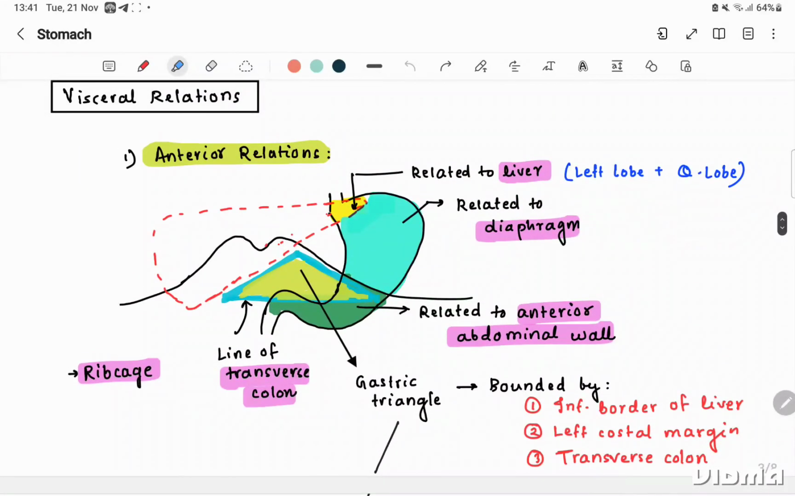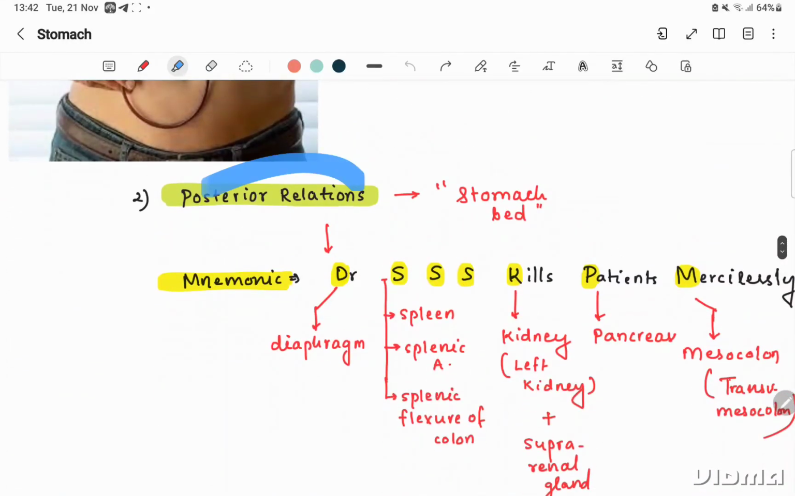Understood? So what are the anterior relations? You have the liver, the diaphragm, the anterior abdominal wall, the transverse colon, and the rib cage, which form your anterior relations. Talking about the posterior relations of the stomach, they are called the stomach bed.